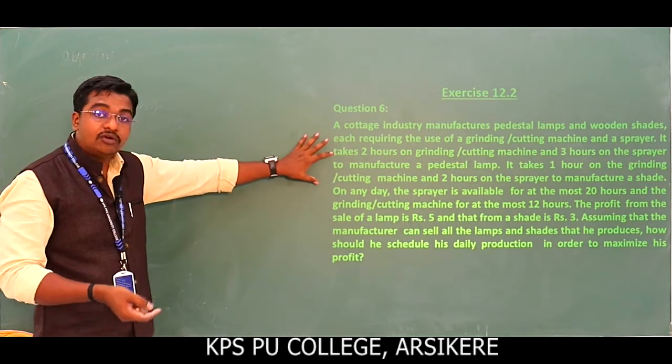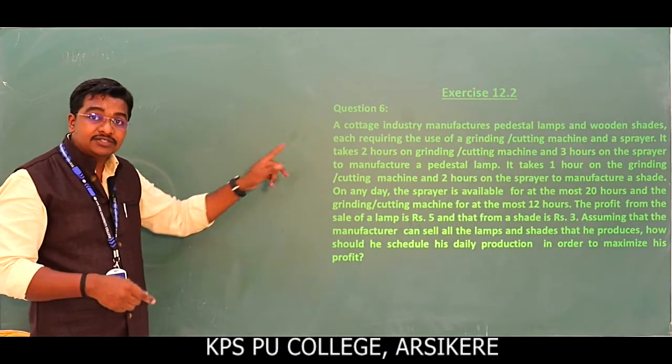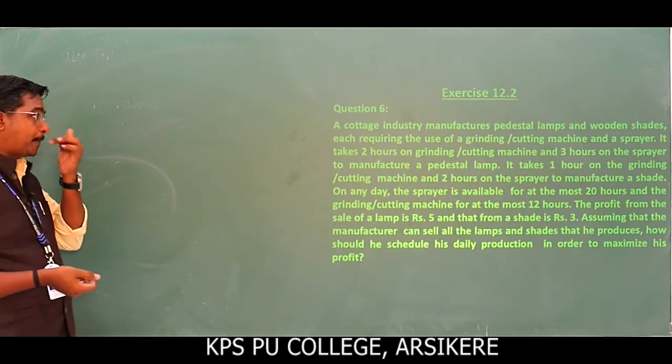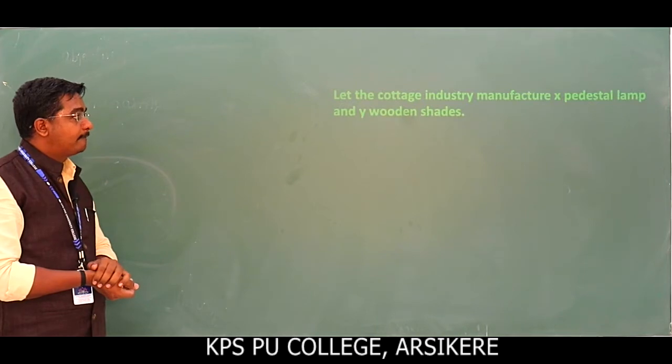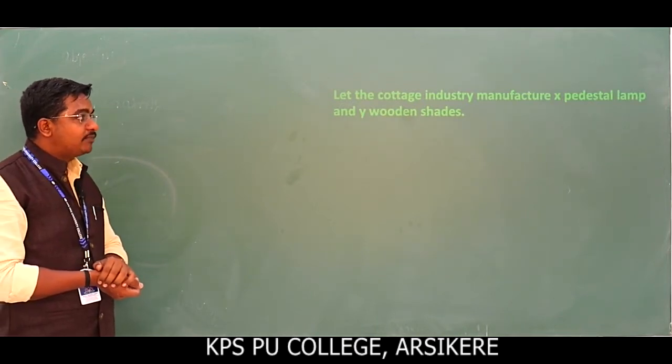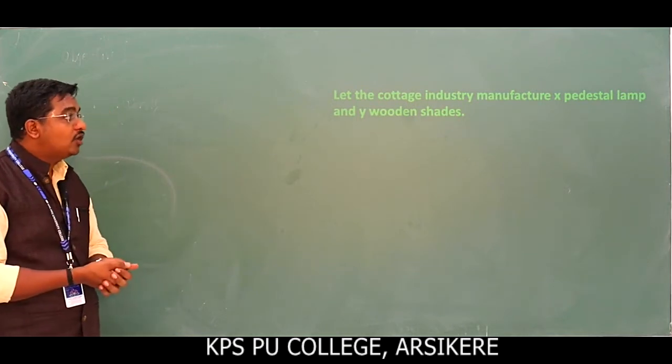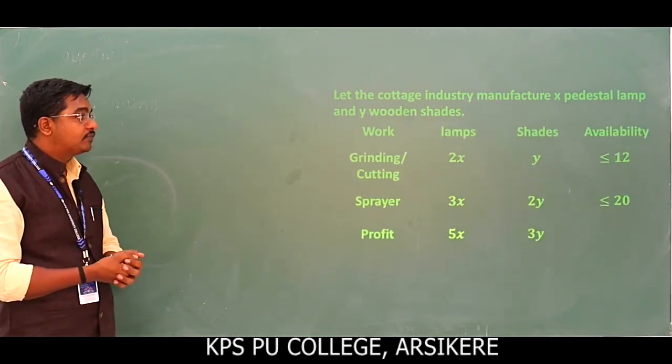Okay, first write down all the things that are written here. Take a pause. Next slide please. Okay, let the cottage industry manufacture x number of pedestal lamps and y wooden sheds.